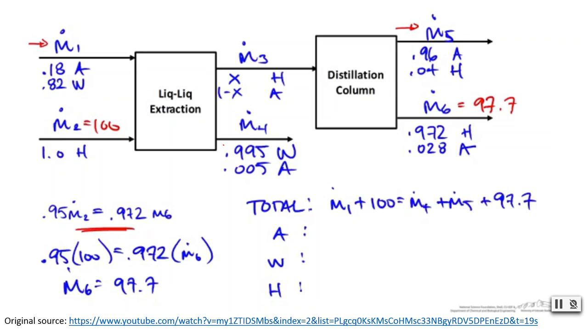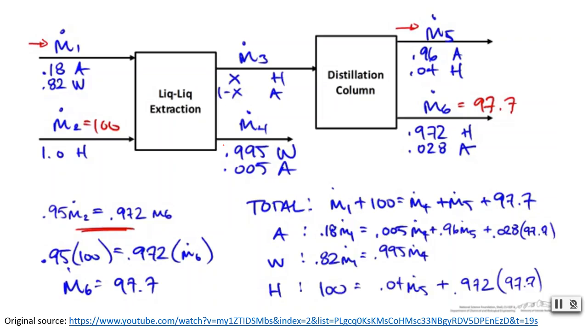If we want to write the balance on acetic acid, on the inlet side, we only have acetic acid in one of the inlets to the extraction column. So we have a mass fraction of 0.18 times the total flow rate of M1, and that's equal to the sum of the acetic acid in the 3 outlet streams. I'll quickly write the balances for both water and hexanol as well. I also substituted the value for M6 that we calculated into the acetic acid balance.